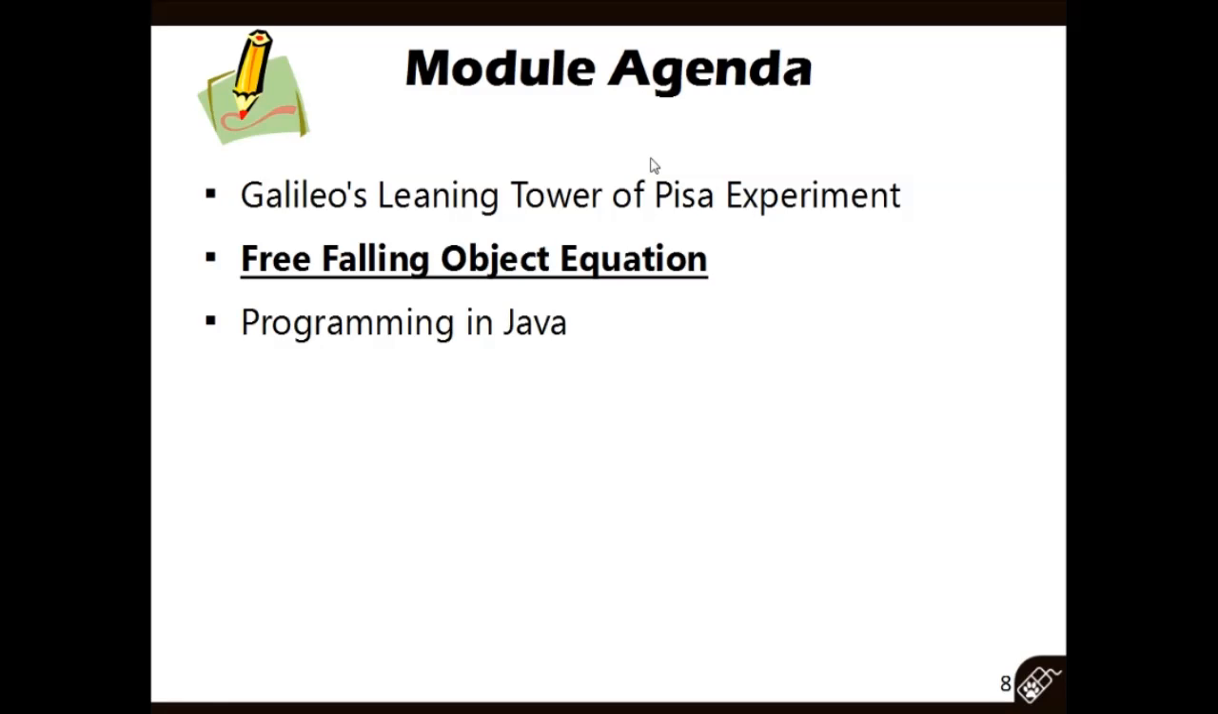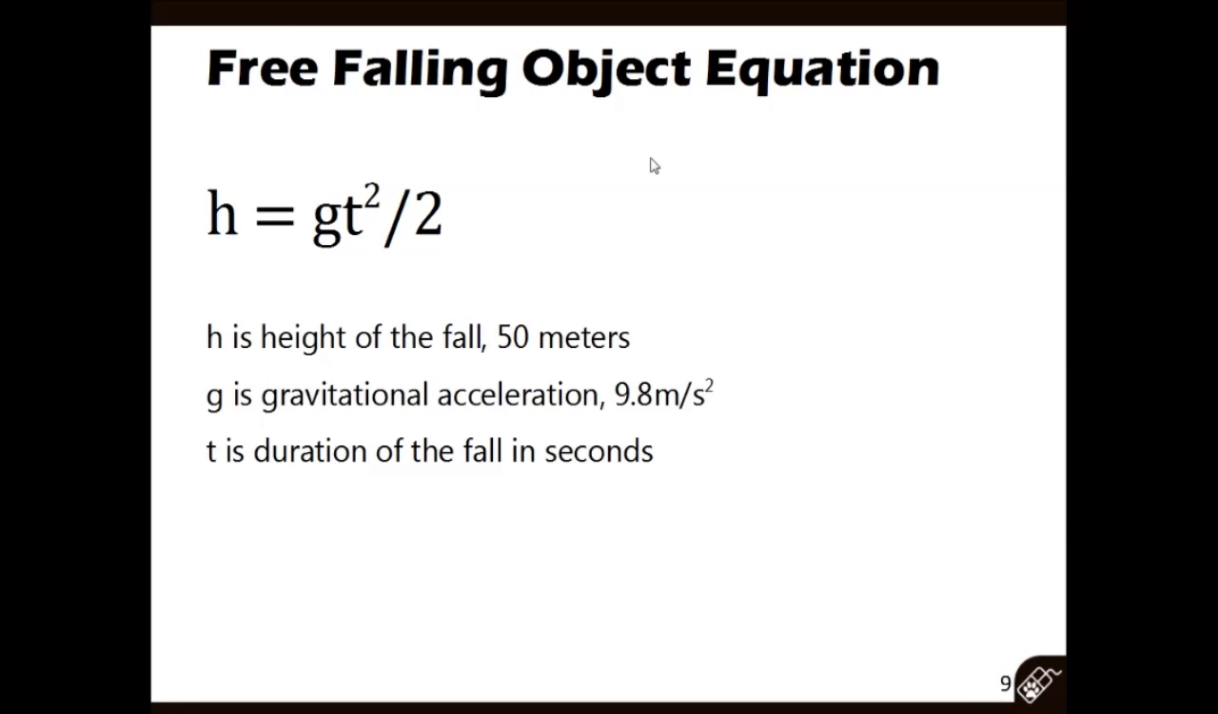Our next agenda item of the day is the free-falling object equation, represented here again: h equals g times t squared over 2. Now h is the height of the fall, in our case 50 meters. g is gravitational acceleration, which is 9.8 meters per second squared. And t is the duration of the fall in seconds. Namely, t is the time from when the ball starts to fall to when it hits the ground.